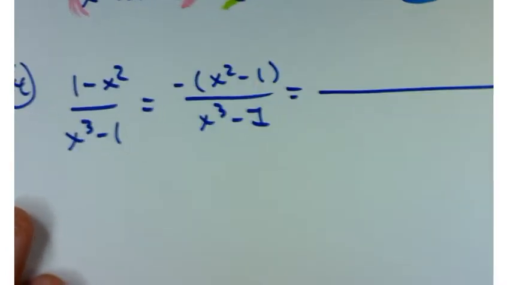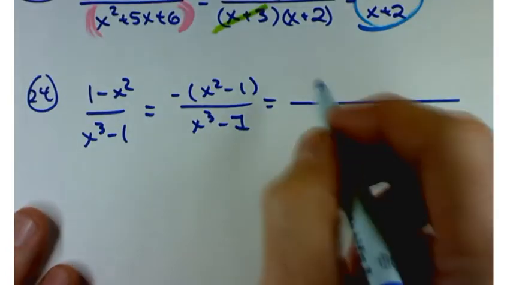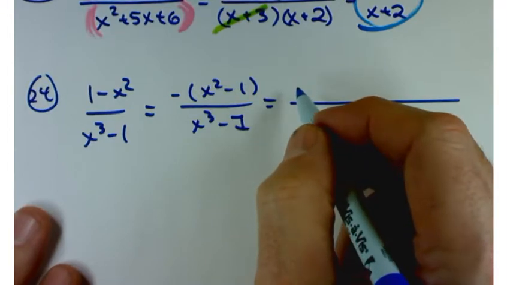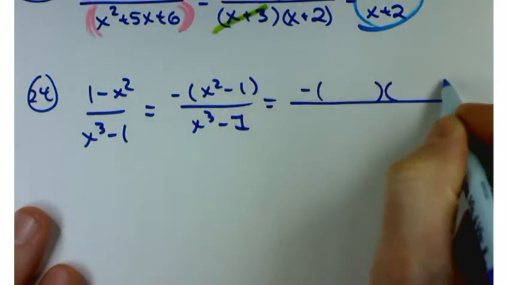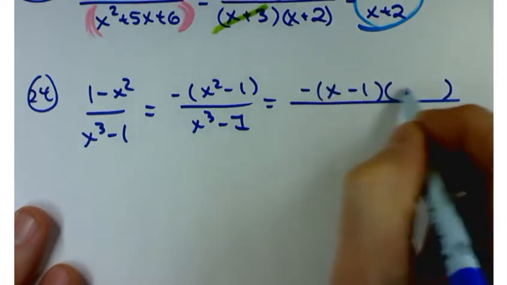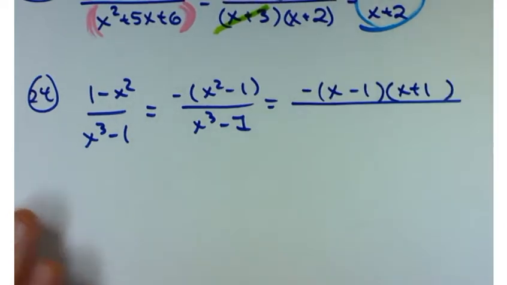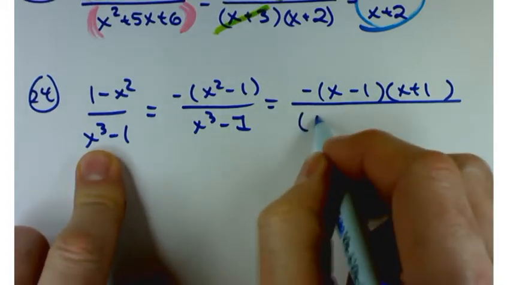Let's take a look at the numerator. Any ideas on how that one's going to factor? Yeah, x minus 1, x plus 1. We've already done that one today. What's our trick in the denominator? Yeah, a binomial and a trinomial, right? This is the difference of cubes. So an x and a 1.